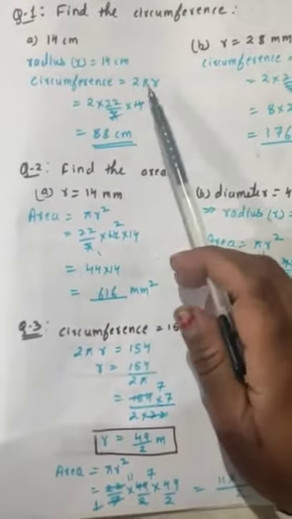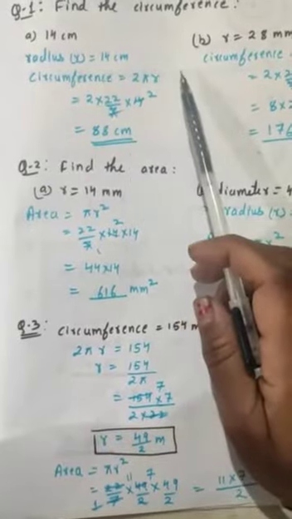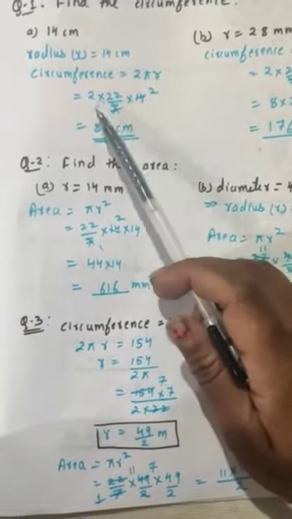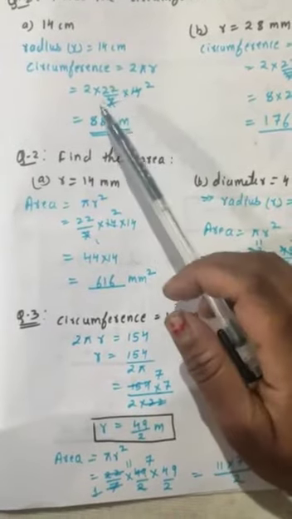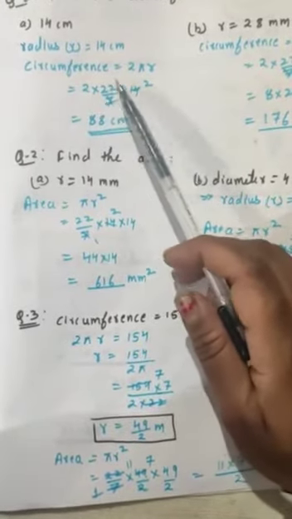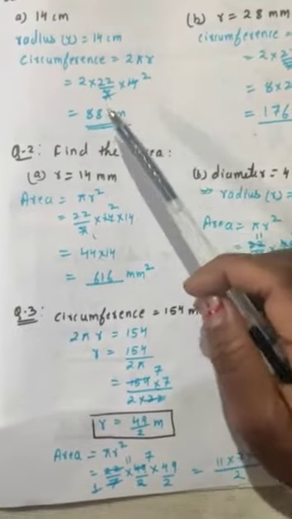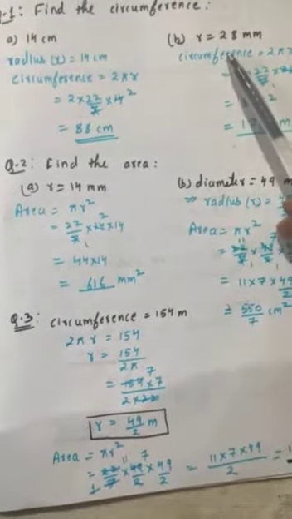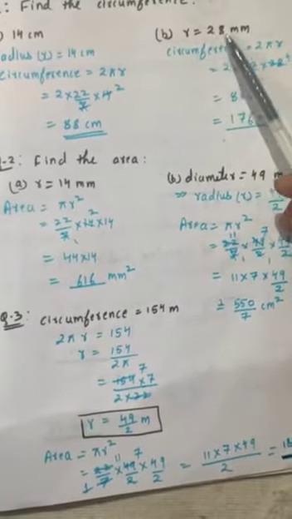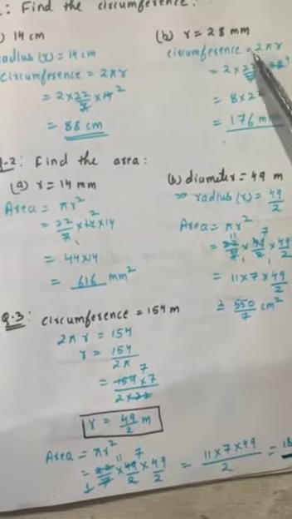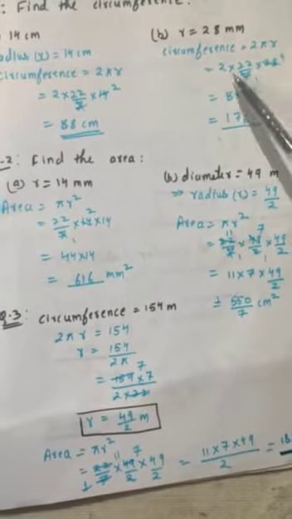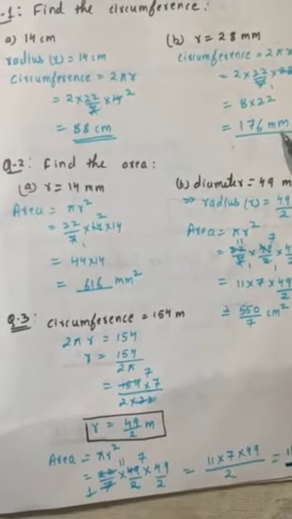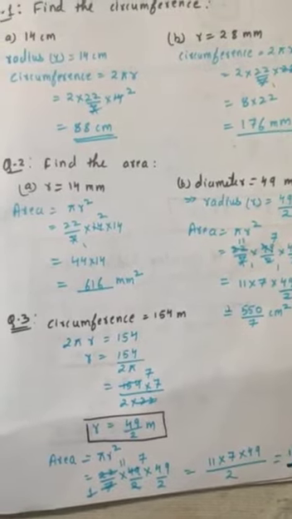I told you, unless it is mentioned in the question that you have to use the value of pi as 3.14, what value will you use? 22/7. So it is 2 into 22/7 into 14. The answer will be 88 centimeter. The second part I'm doing for you, where r is given as 28 millimeter. Again the formula is the same, 2 pi r. Just put the values and the answer will be 176 millimeter. The remaining part you have to do.